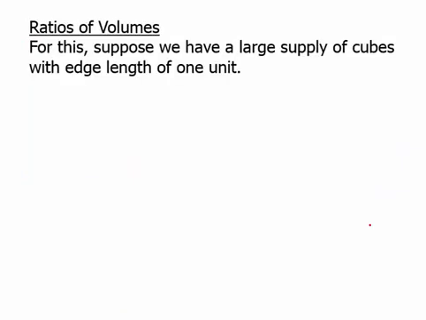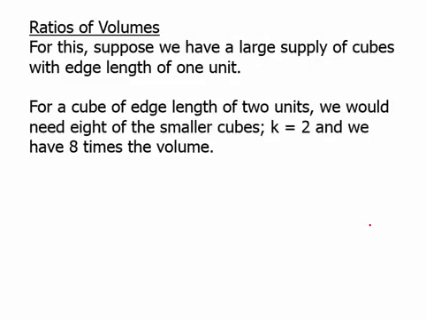Now we'll talk about ratio of volumes. For this, suppose we have a large supply of cubes with edge length of 1 unit. Suppose we needed a cube with edge length of 2 units. We'd need 8 of the smaller volume cubes. We'd make a 2 by 2 square of 4, and then put another square on top of it, and that would give us a 2 by 2 by 2 cube. And so it has 8 times the volume. So k equals 2, and we have 8 times the volume.